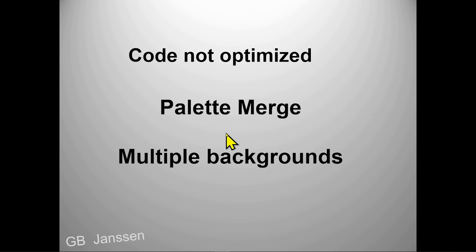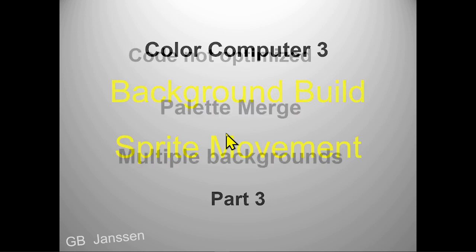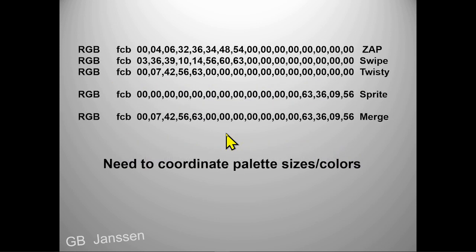Other thing I'm going to talk about here is palette merge and multiple backgrounds. Okay, let's do this palette merge and see what that means. Can I get this mouse to work? There we go. Okay, that's the palette registers that I had. The top 3 came out of that CoCo SC. The backgrounds, there's 3 of them. I had Zap, I had Swipe, and I had our old friendly Twisty.